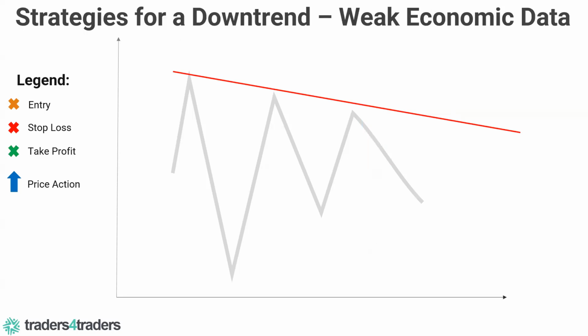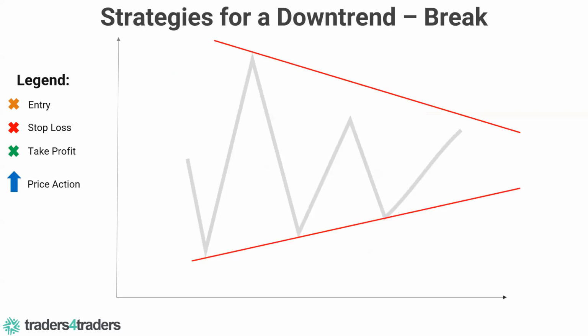Now, the third strategy, selling on weak economic data. You're just looking to sell at market and take advantage of the fresh momentum and direction from the weak economic data. Stop loss is above the market and your take profit is below the market. Now, the fourth strategy, a break trade. Looking for a break of the support trend line, looking to get in the market below that support trend line. Your stop loss is above the market and your take profit is below the market.